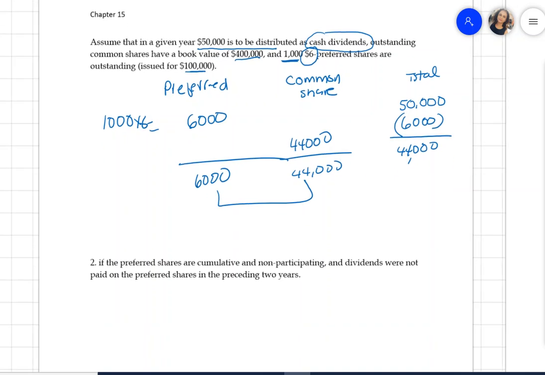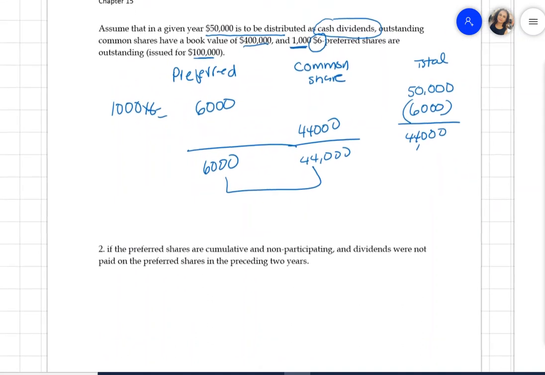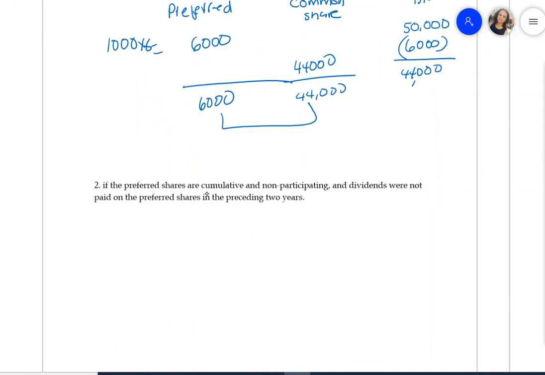So let's go to our next one. The next one is the word cumulative, cumulative and non-participating. Let's worry about cumulative first. When we're talking about cumulative, they are in arrears. That means if they haven't been paid in previous years, you owe them for the previous years and then the current year, and then the leftover goes to common.